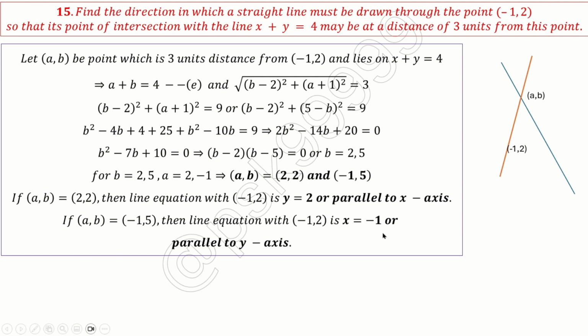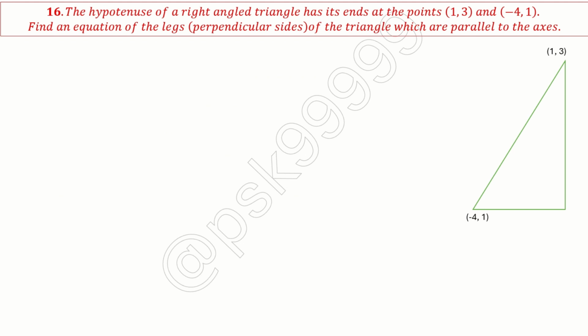Next. The hypotenuse of a right angle triangle has its ends at the points (1, 3) and (-4, 1). Find the equations of the legs of the triangle which are parallel to the axes. Okay, these two. And he has also given one piece of information, don't miss it. These legs are parallel to the x and y axes. So either this is x, this is y, or this is x and this is y. It can be. So you will get two equations. Okay, so remember that. Don't make a mistake by assuming that it is only this way.